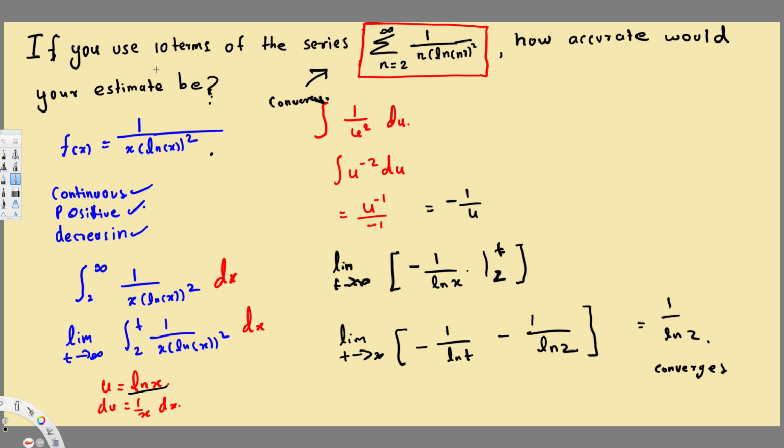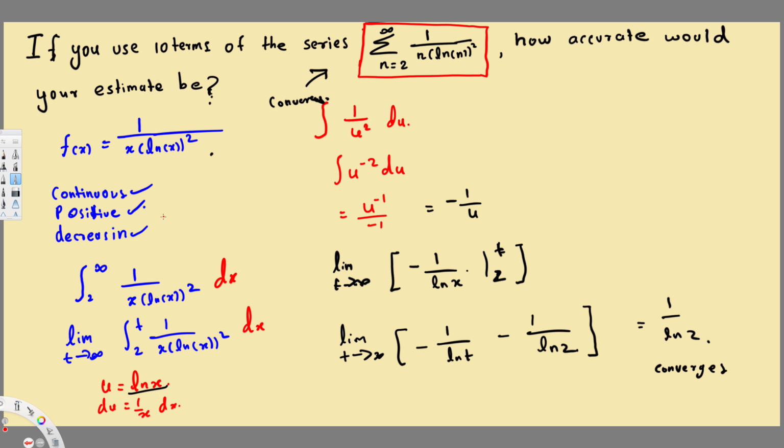Now we can go ahead and do the final question. If you use 10 terms of the series, how accurate would your estimate be? Notice that the series starts from 2, so 2 is going to be one of the terms. 2, 3, 4, 5, 6, and so it's going to go until 11. That's what we have to be careful about. So it's going to be starting from 2 to 11.